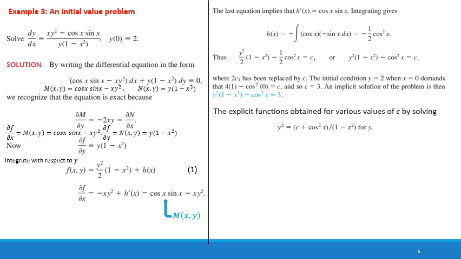In this example, we will solve an exact differential equation with an initial value problem. So this is the given differential equation and this is the initial value, which says that at x equal to 0, y is equal to 2. Okay, rearranging the given differential equation, we will get this form, and from this form we can observe that function m is equal to this and function n is equal to this.